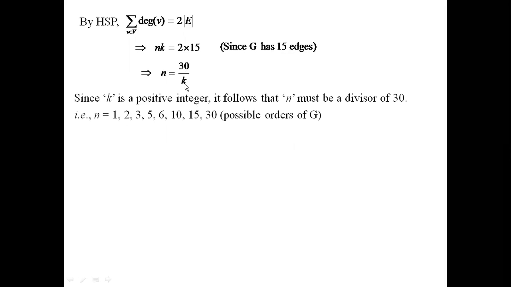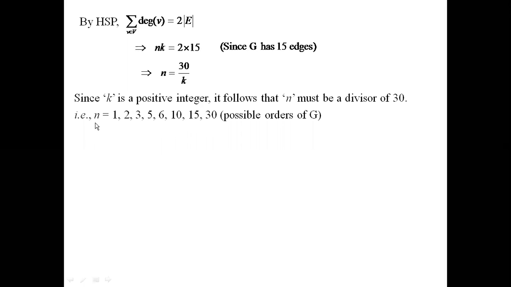So 30 divided by 1 gives us n is equal to 30. 30 divided by 2 gives us 15, so n is equal to 15. 30 is divisible by 3 as well, so 30 divided by 3 gives us 10, so n equal to 10. 30 is not divisible by 4. It is divisible by 5 and 6. So 30 divided by 5 gives us 6, and 30 divided by 6 gives us 5. So like that we are writing all possible orders of G.